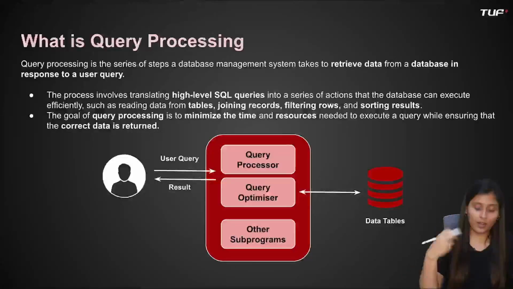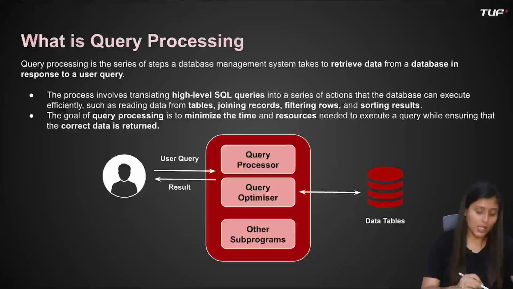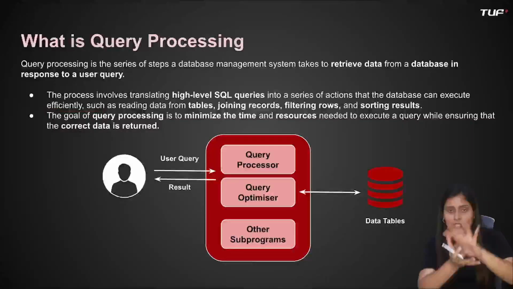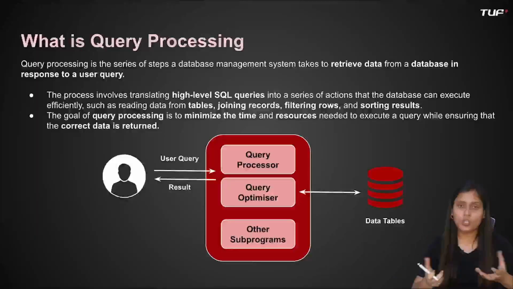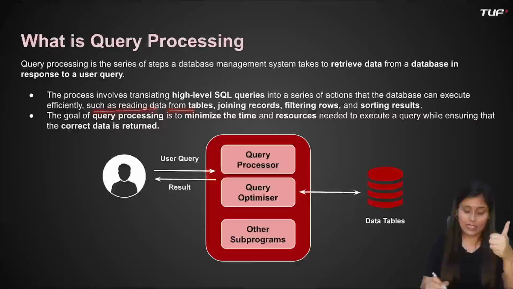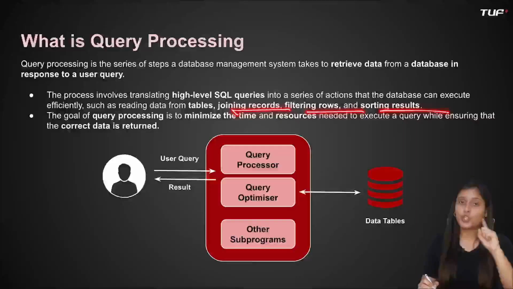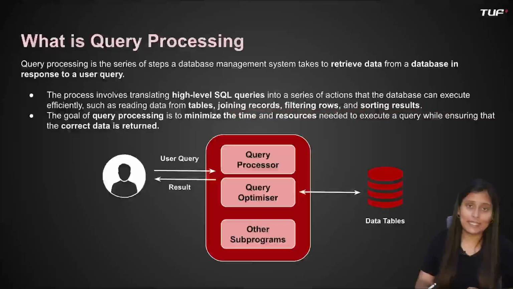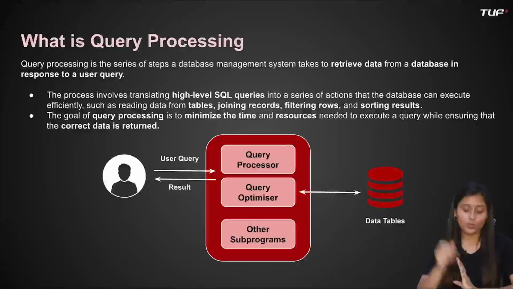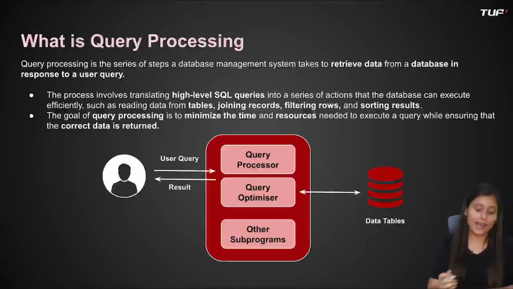So what processes does it include? The process involves translating high-level SQL queries into a series of actions that the database can execute efficiently, such as reading data from tables, joining records, filtering rows, and sorting results. Whatever high-level SQL query has been written will get transformed into the language which the database can understand and execute properly.